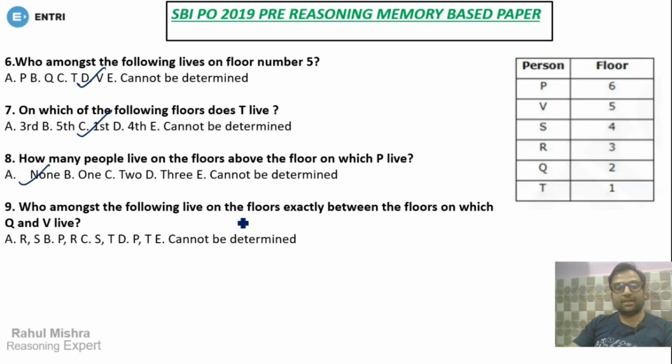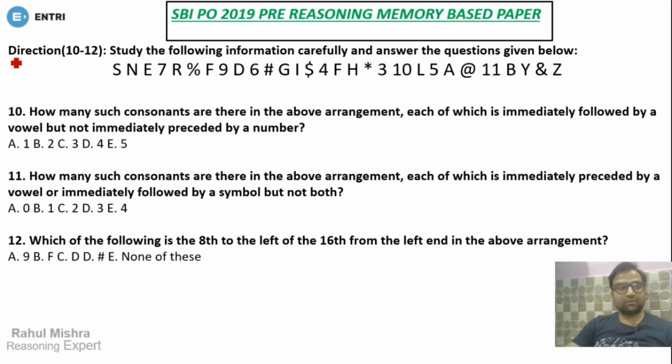Who among the following lives on the floor exactly between the floors on which Q and V live? So between Q and V, S and R are living. So option number A is the correct answer. I hope it is clear to all of you students. So now students, we will solve question number 10 to 12. Questions 10 to 12 are from the chapter alphanumeric series.